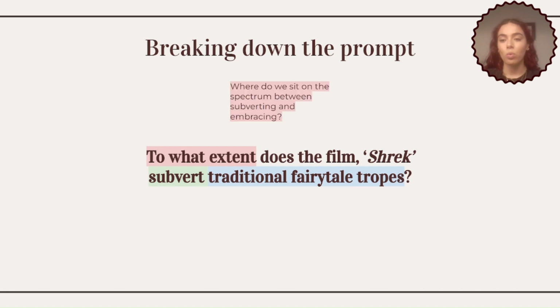So the first thing, when I see to what extent, I am translating that to where do we sit on the spectrum between subverting and embracing? Subverting, embracing. Where do we sit? Where does this movie sit? Okay, I'll give you a hint. It never sits right here, never sits right here, and it never sits bang here. We're usually in between, leaning towards one more than the other.